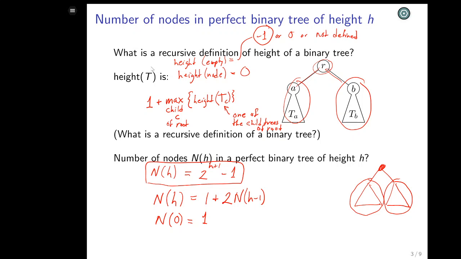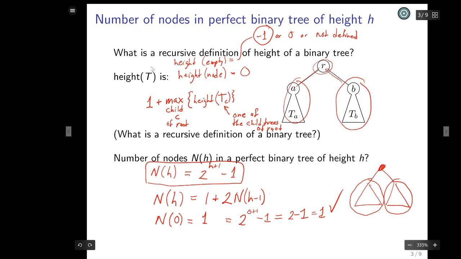So what's the base case? The base case is when h is equal to 0. Let's check. When I plug in h equals 0, then this number 1 should be equal to 2 to the 0 plus 1 minus 1, which indeed is 2 minus 1, which is 1. Yay. The base case holds. And then the inductive hypothesis is that it's true for values of h smaller than h, or heights smaller than h. And we now want to show that it's true for height h.